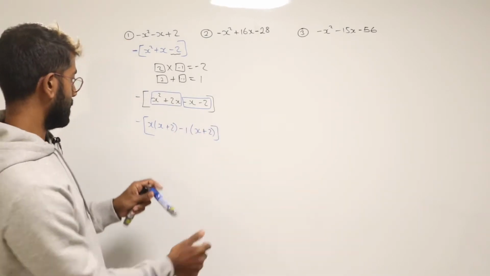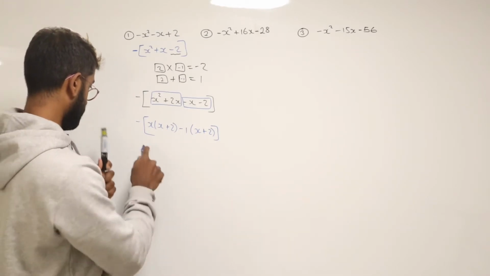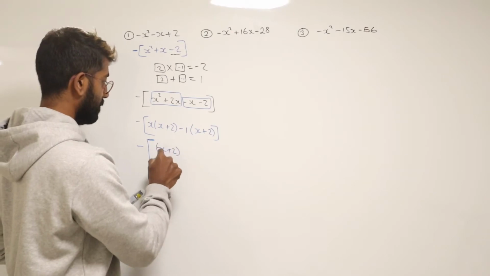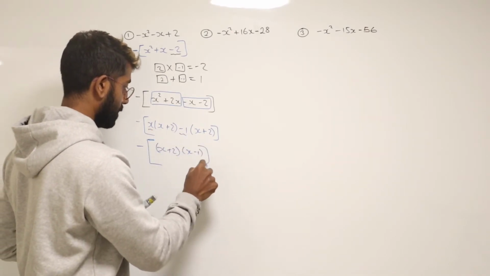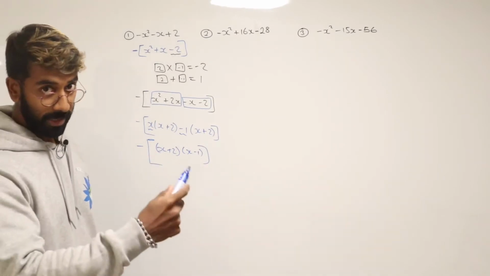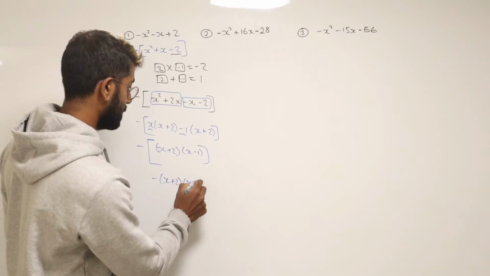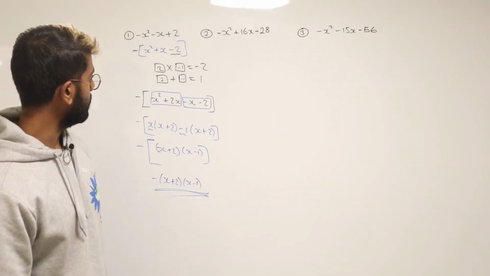And so we can see in there, those two brackets are the same, which is great news. So we'll have minus, open that up, x plus 2, and then what's left over there, x minus 1. There we go. And now we can just multiply through by that minus. So we've got minus, and then x plus 2, and x minus 1. And there it is, done, factorized.